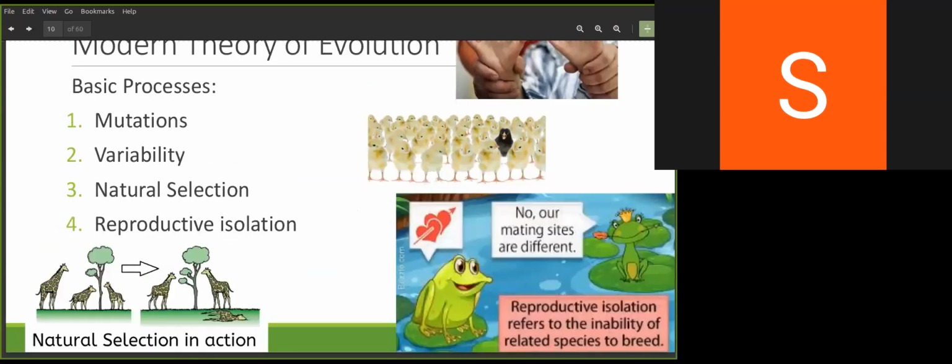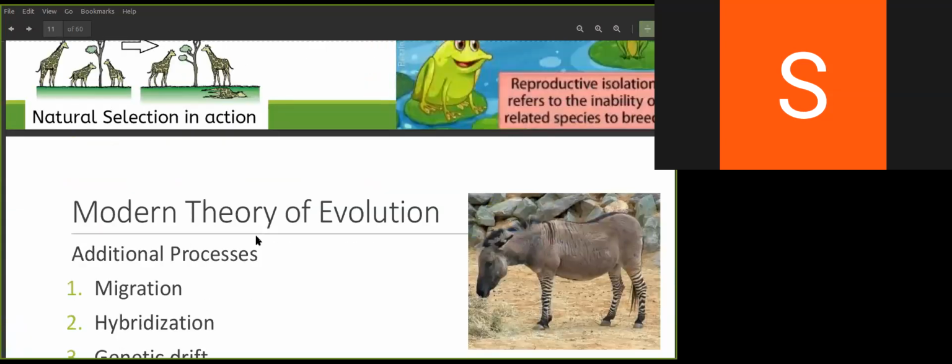The theory of evolution involves four basic processes, let's say it like that. So we have mutation, variability, natural selection, and reproductive isolation. So when we are talking about the modern theory of evolution, we are going to give some emphasis on those four aspects of the theory of evolution. So we have, first, the mutations.